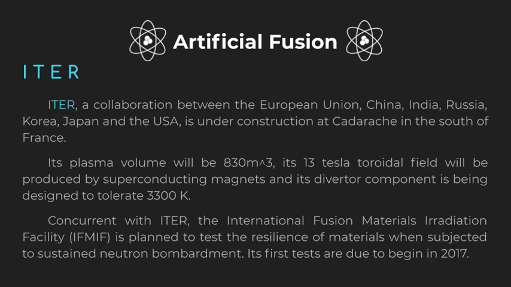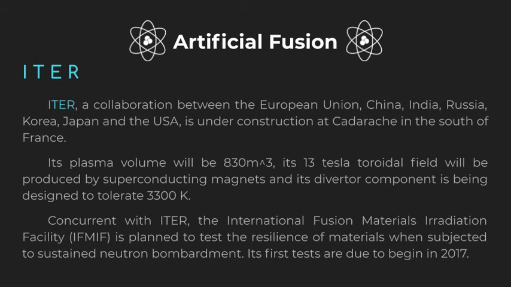It is currently under construction at Cadarache in the south of France. Its plasma volume will be 830 cubic meters. Its 13 Tesla toroidal field will be produced by superconducting magnets, and its divertor component is being designed to tolerate 3300 Kelvin. Now, what is the goal of ITER?